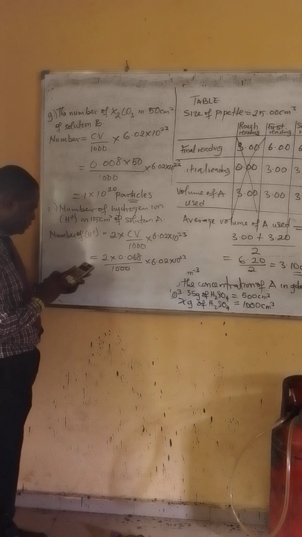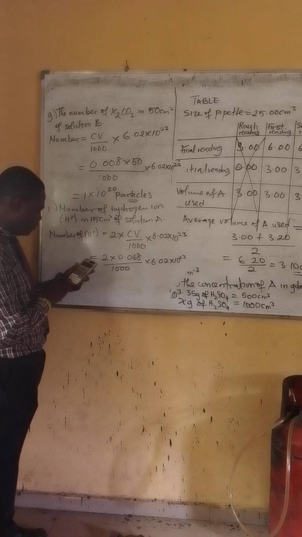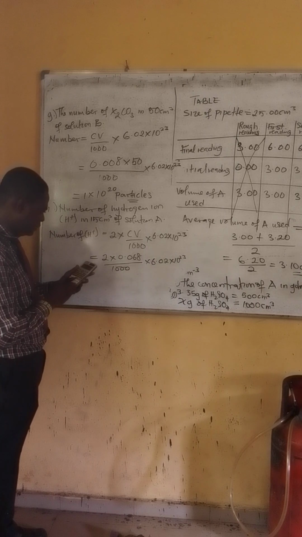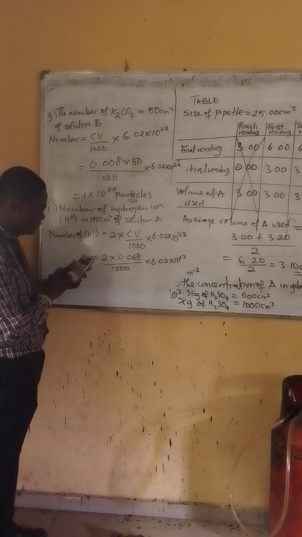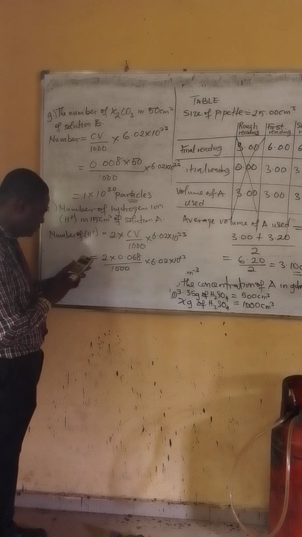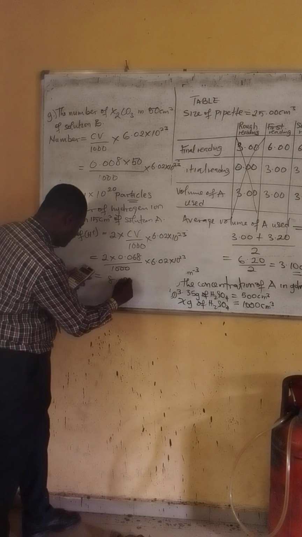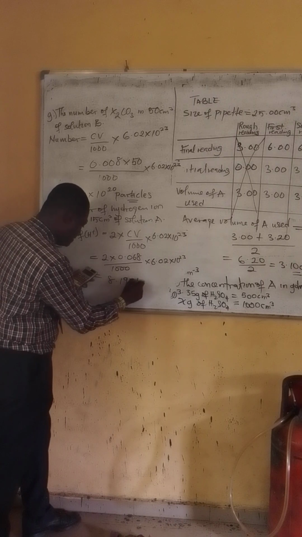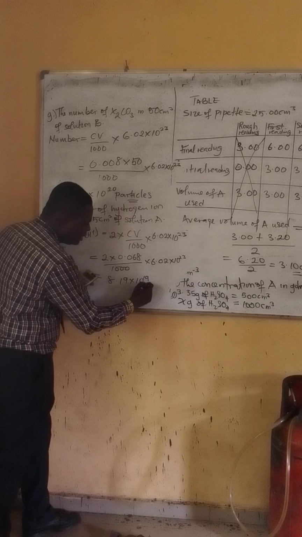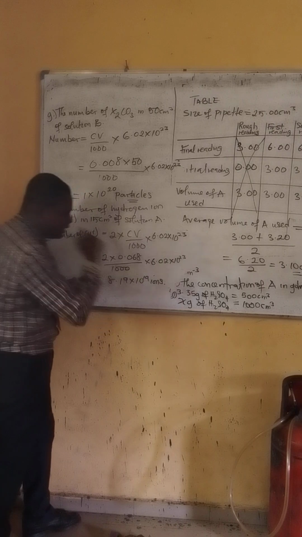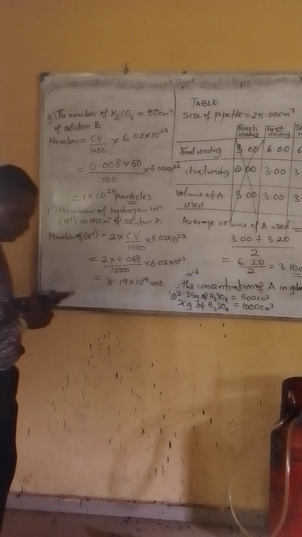So we have 2 times 0.068, then times 6.02 times 10 to the power 23, then divided by 1000. Answer is 8.119 times 10 to the power 19. Now, ions. Ions is what? The SI unit. Then, we move on.